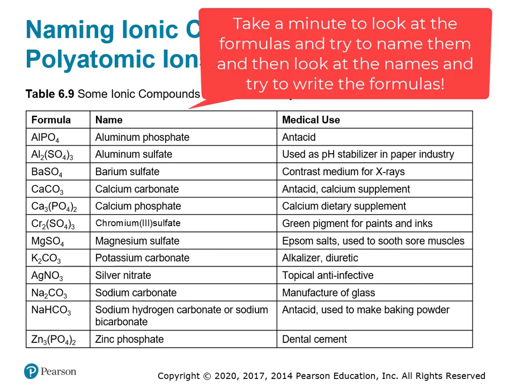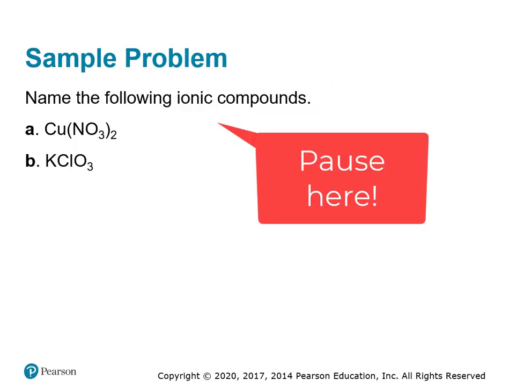Here are a bunch of ionic compounds that contain polyatomic ions. We have aluminum phosphate, aluminum sulfate, barium sulfate, calcium carbonate, calcium phosphate, chromium 3 sulfate, magnesium sulfate, potassium carbonate, silver nitrate, sodium carbonate, sodium hydrogen carbonate or sodium bicarbonate, and zinc phosphate. And take a minute to see all of these medical uses for all of those polyatomic ions. Why don't you pause the video here and try to name these 2 ionic compounds.